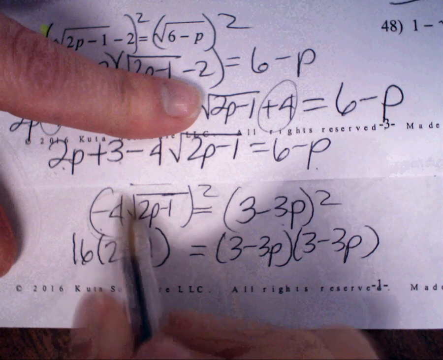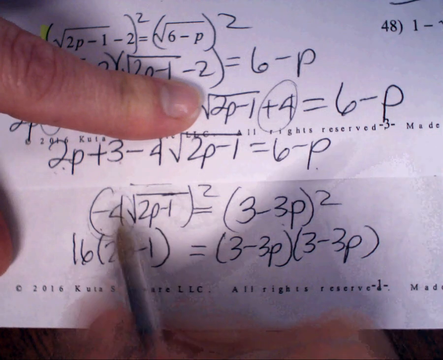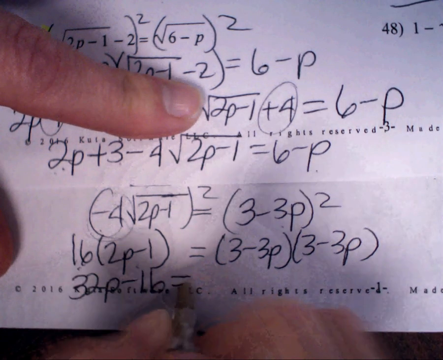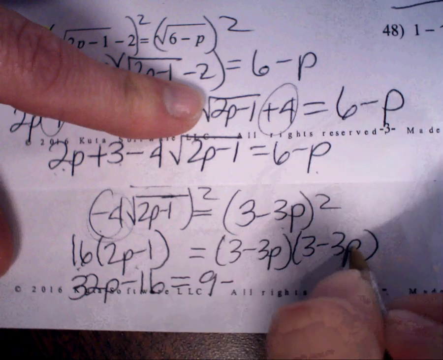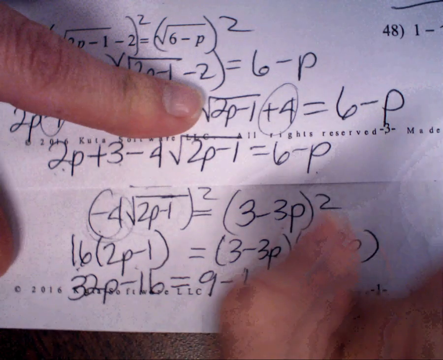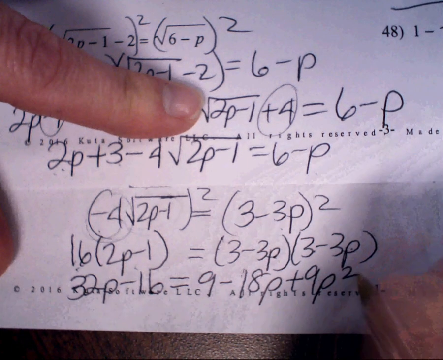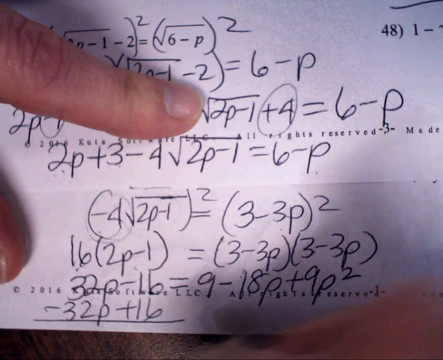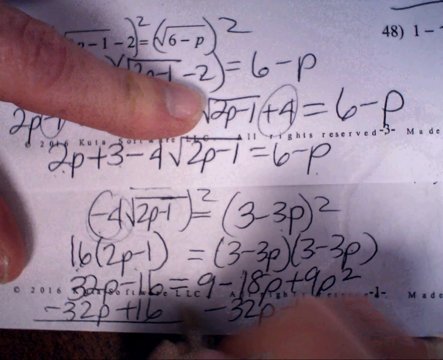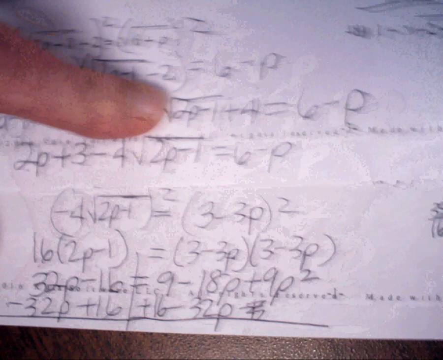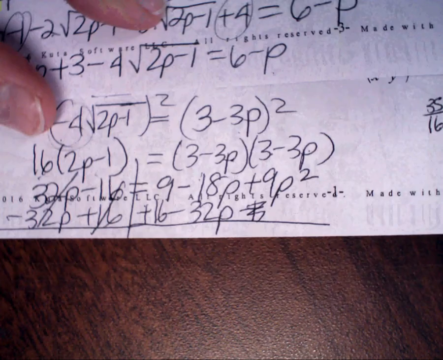Okay, so what I did is I squared this and I squared this. Well, this gets to come out. This turns into 16. So this is 32p minus 16 equals 9 minus 9p, that's minus 9p, is going to be 18p plus 9p squared. I'm going to subtract 32. Add 16. I'm trying to go quick because I'm a little behind. And look what happens. I make mistakes.